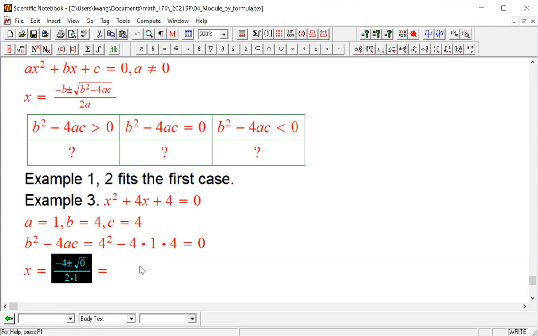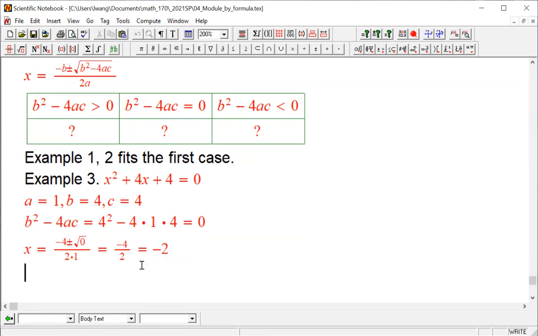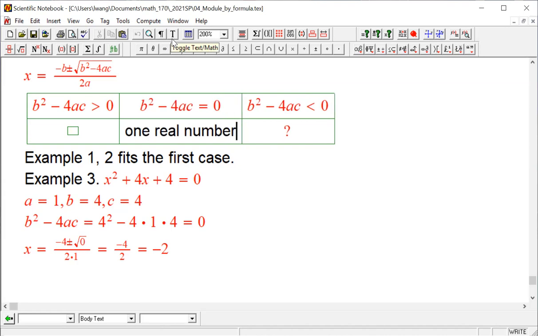So we end up with 2 in the denominator, and negative 4 plus minus 0 is just negative 4 left. So finally, we have negative 4. We don't have 2 different number solutions. We actually have just 1 solution, right? To summarize, in the case of b squared minus 4ac greater than 0, we have 2 solutions. In this case, when b squared minus 4ac is 0, we have 1 real number solution.